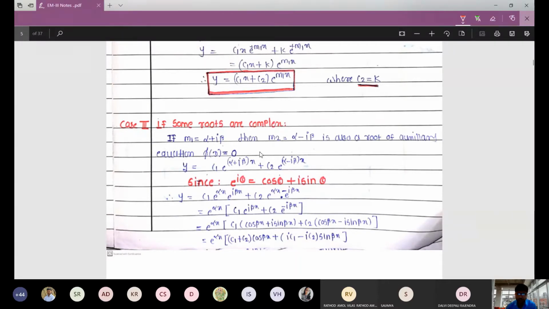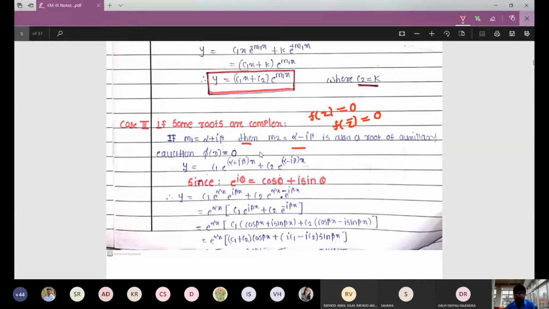Because if we have the equation f of z equal to 0, then by default we have f of z bar also equal to 0. That means whenever you get one complex number as a root, then by default its complex conjugate is also a root. That's why I use the word then: it is also a root of the auxiliary equation phi of D equal to 0. Then in that case, what will be the change in the solution? The change is very little, because we are going to use this identity: e to the power i theta is equal to cos theta plus i sin theta.